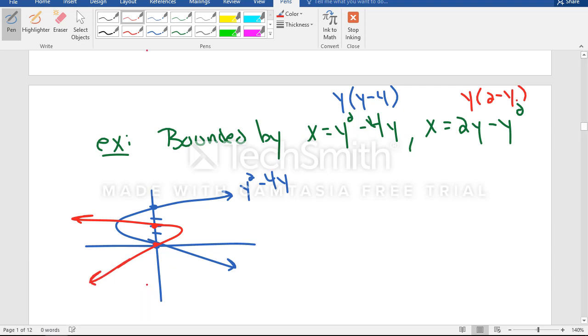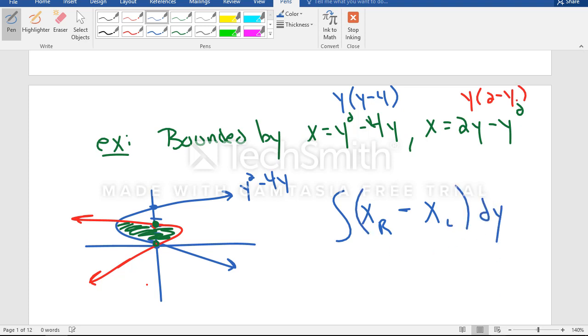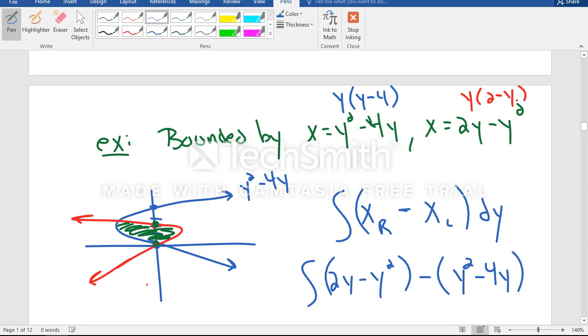All right, so I'm looking for the area between those curves, right? So what I need in this case is that y value and that y value, because that's what tells me where the curve is bounded, okay? So again, I'm going to have the rightmost curve minus the leftmost curve, and these are functions of y. So we said our rightmost curve was 2y minus y squared, and then my leftmost curve was the y squared minus 4y equation that we talked about, right? And then my y limits of integration are from 0 to 2.